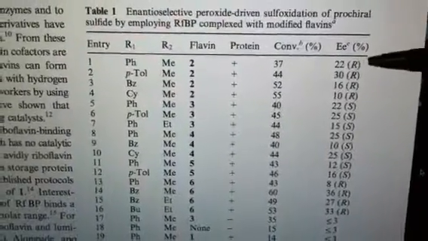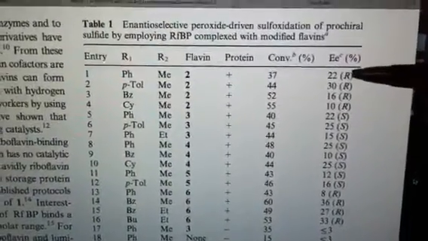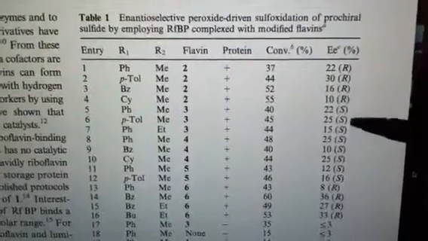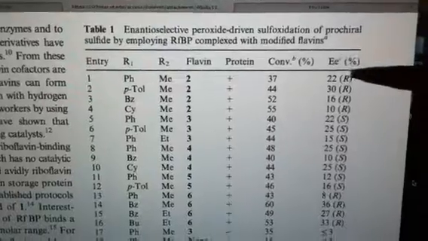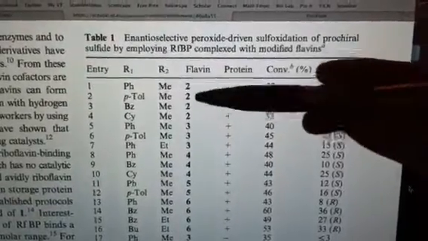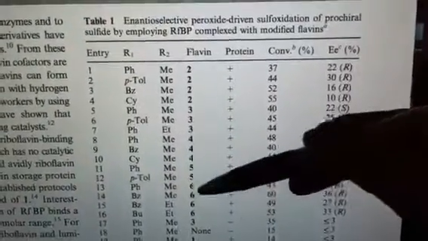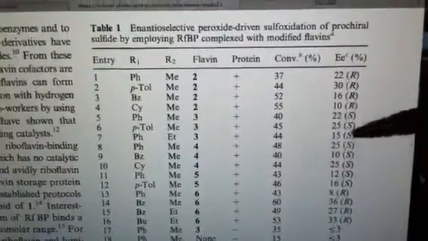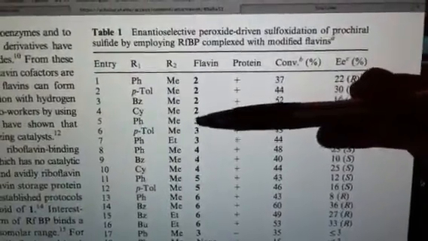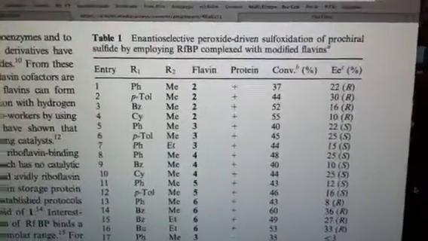So the excess was either R sulfoxides, represented by this R here, or the S sulfoxides, which is here. The R excess was produced by flavins 2, and then down here 6. And then all of the S sulfoxides were produced in excess by 3, 4, and 5.